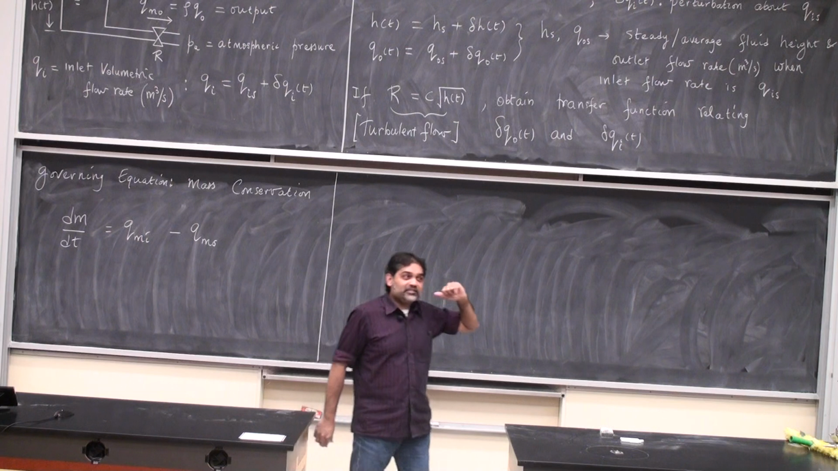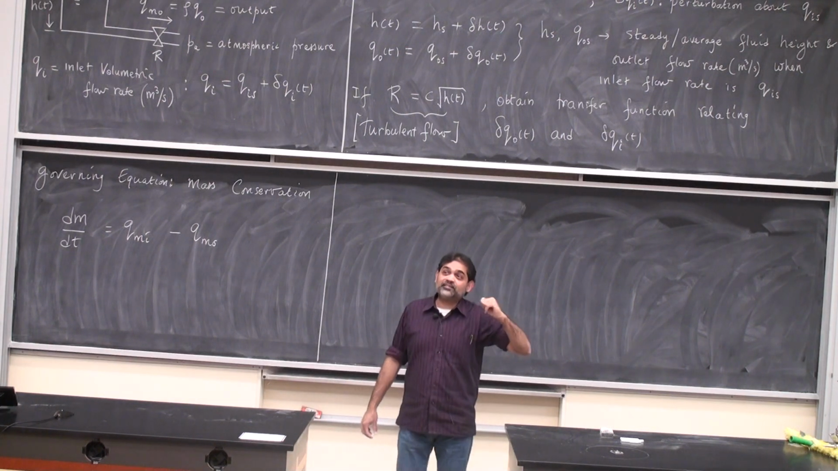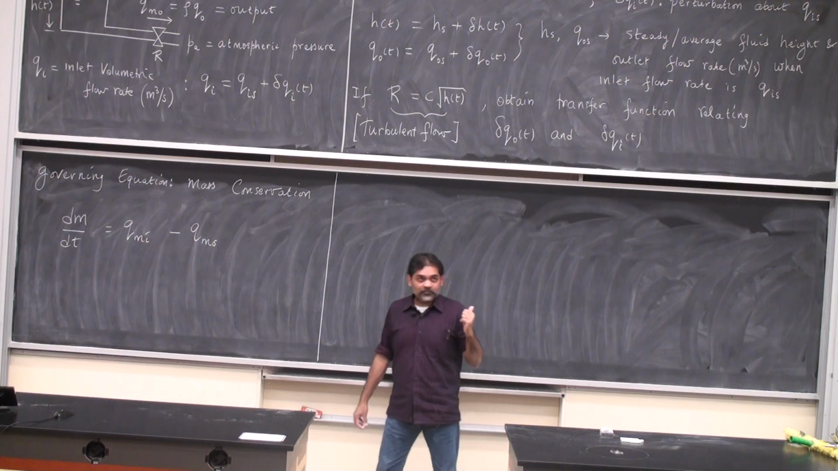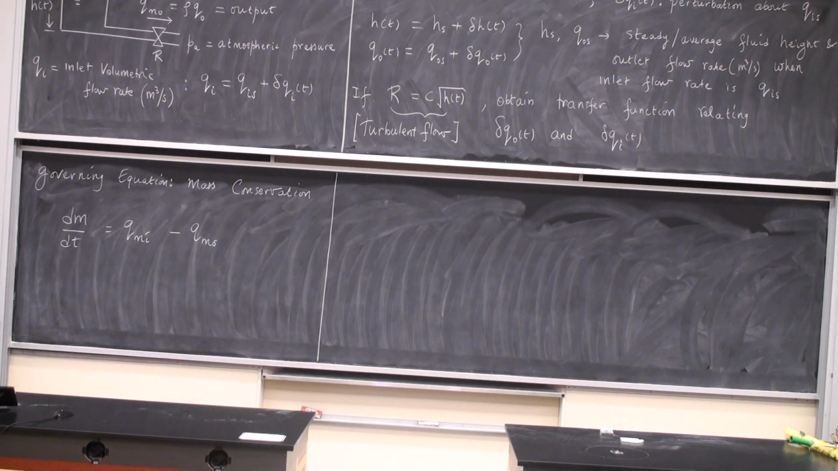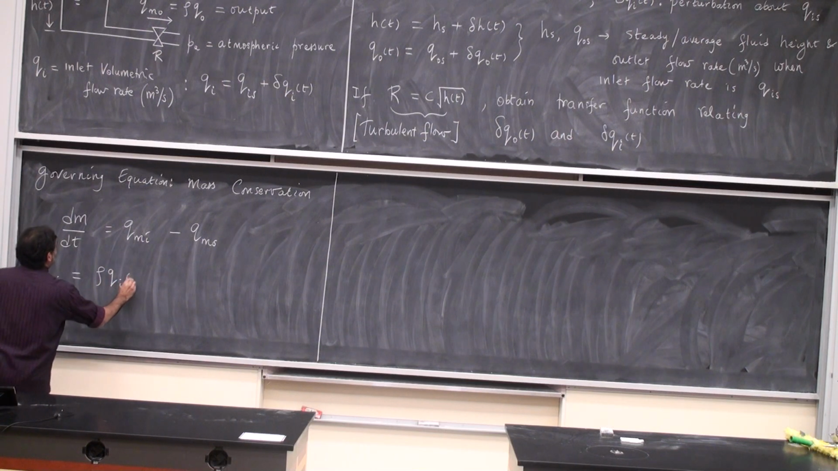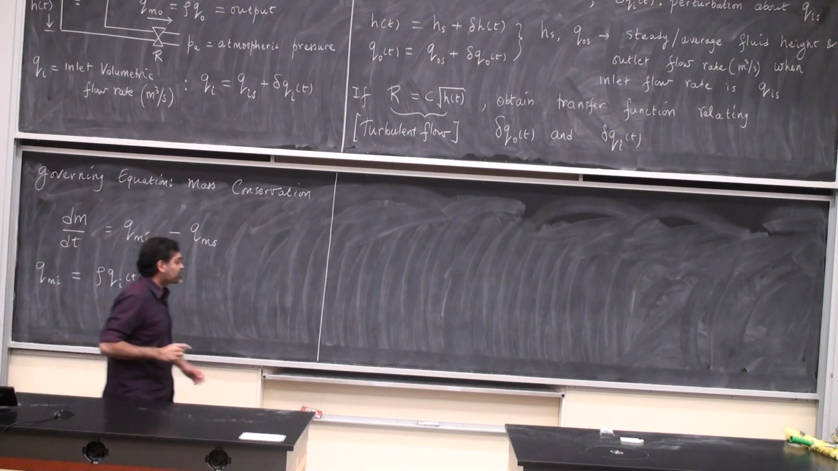What type of equation is this? This is a first order ordinary differential equation. We don't know if it is linear or nonlinear. We will figure it out. Okay? But this does not tell me anything about anything, so we have to whittle it down. First things first, the inlet mass flow rate I can write as rho times QI. Okay, so that's the first simplification that we make.